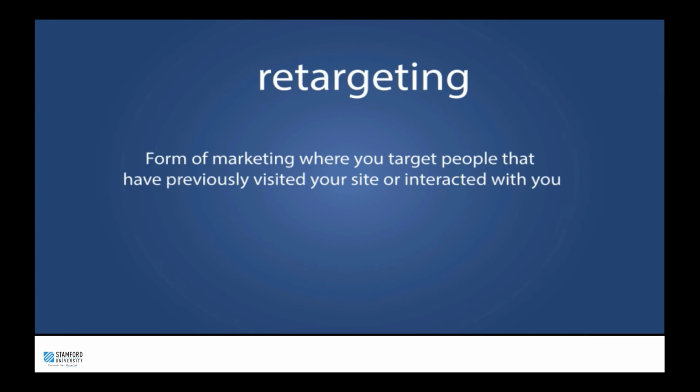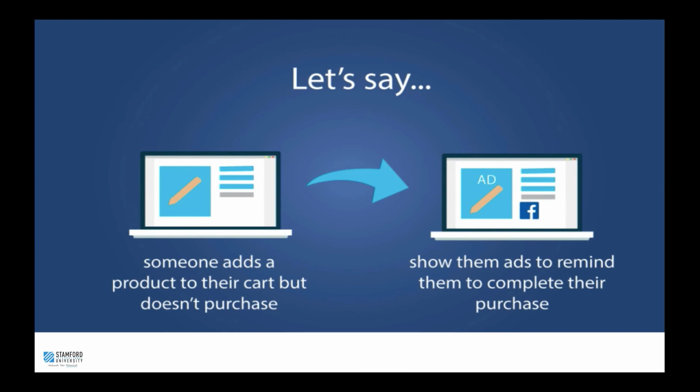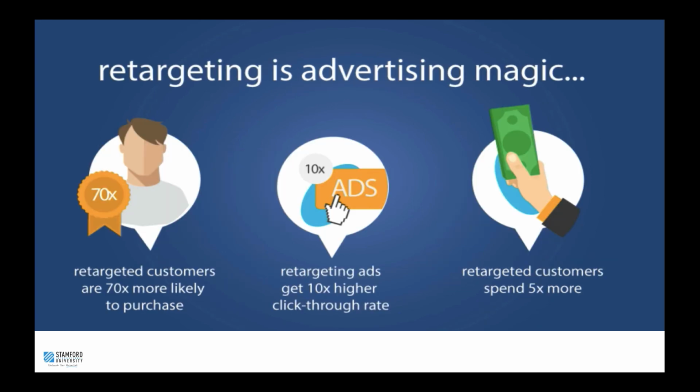And the last thing the pixel does, it helps you to retarget. Let's say a person adds a product to their cart, but they don't purchase. You can then show them an ad later when they come back to their newsfeed, and they'll be able to complete the purchase. It's very, very effective. The high-level results of retargeting are phenomenal. Retargeted customers are 70 times more likely to purchase. Retargeting ads get 10 times higher click-through rate. And retargeted customers spend about 5 times more. So retargeting is absolutely a no-brainer.